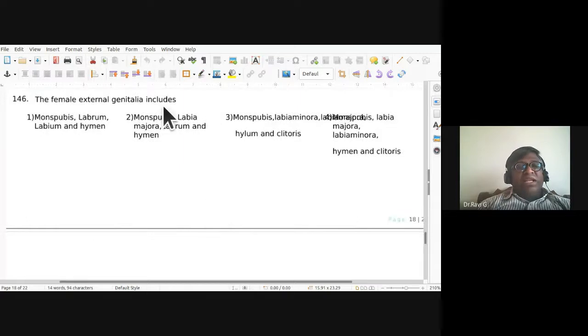The female external genitalia includes mons pubis, labia majora, labia minora, hymen, and clitoris. So D is the correct option. The female external genitalia includes mons pubis, labia majora, labia minora, hymen, and clitoris. So the fourth option is the correct one. So 146th, D.